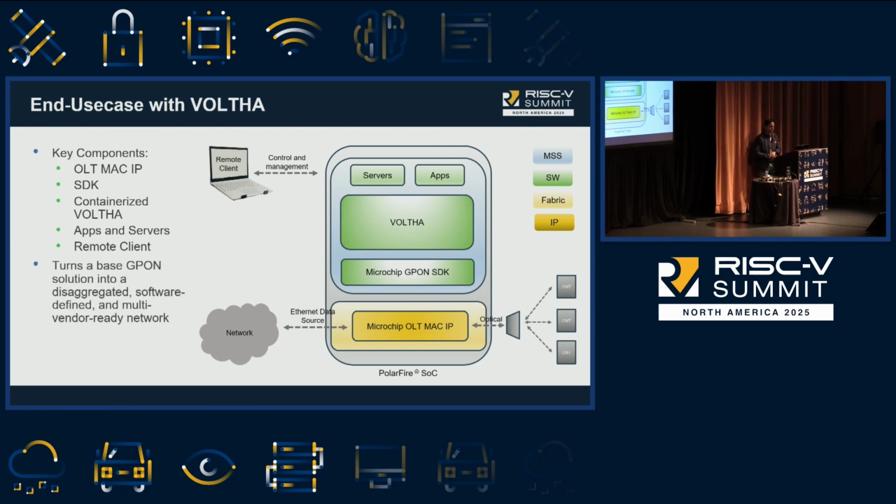So what VOLTHA is doing is turning a base GPON solution into a disaggregated, software-defined, and multi-vendor ready network. So we can have ONUs from different vendors which can plug onto this same OLT device. And then the subscriber will first have the onboarding, and then the service activation, and then the traffic flow will start for the subscriber.